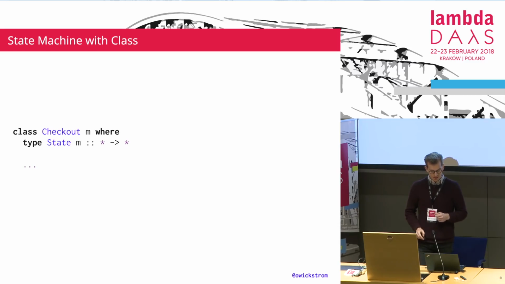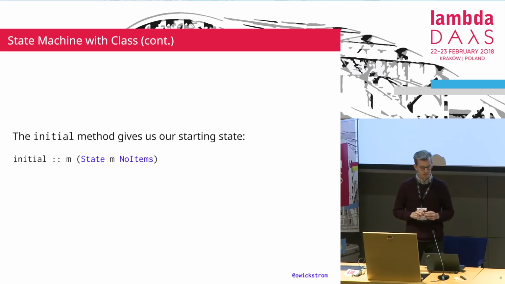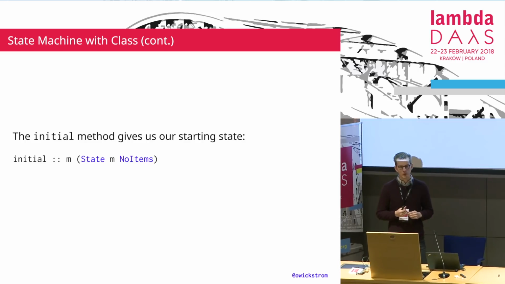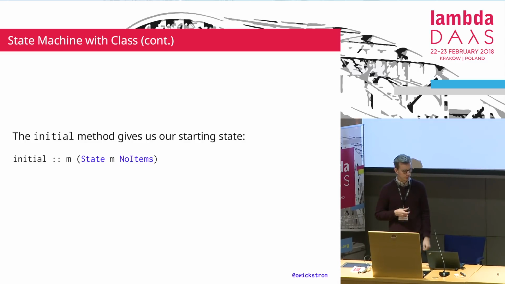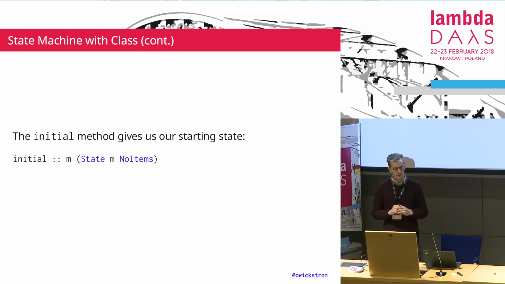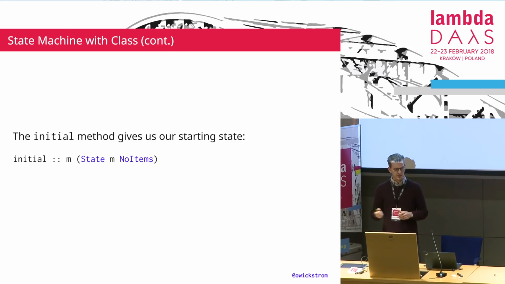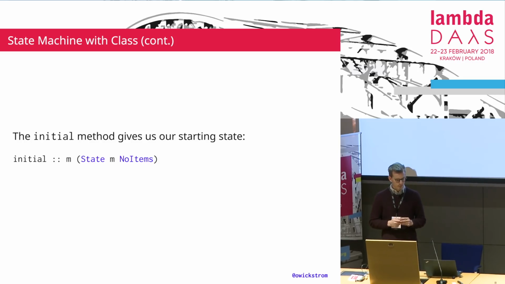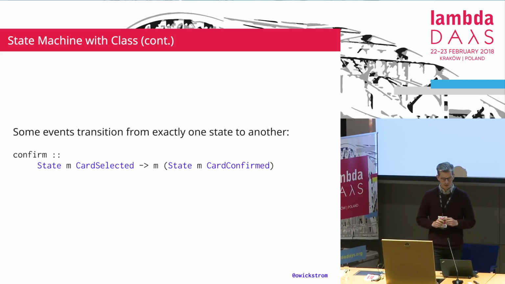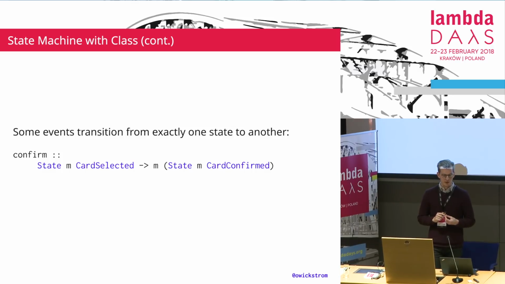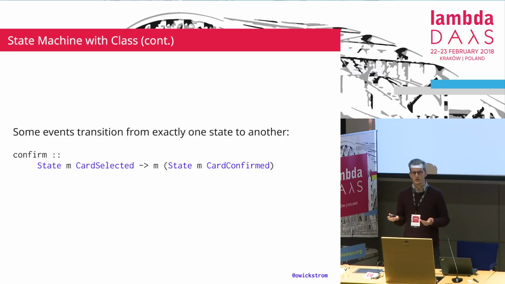Now let's look at these methods. The initial method is simple. It just gives the starting state. So we don't pass any state into it. We just get the starting state. The associated state type here is parameterized by the type for a specific state. In this case, it's no items. Some events are very simple. They transition from one state to another. So confirm in this case transitions from card selected to card confirmed, right?